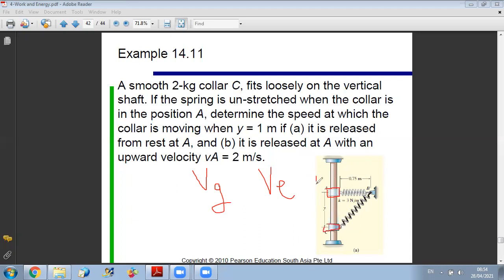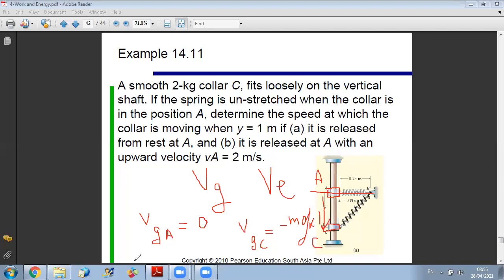Now, for the gravitational potential, I need to consider a reference. I can consider that the initial position is the reference. This is why I can say that V gravitational at A is equal to 0. Now, for point C, C is below the datum, so V gravitational at C is equal to minus mg times 1.